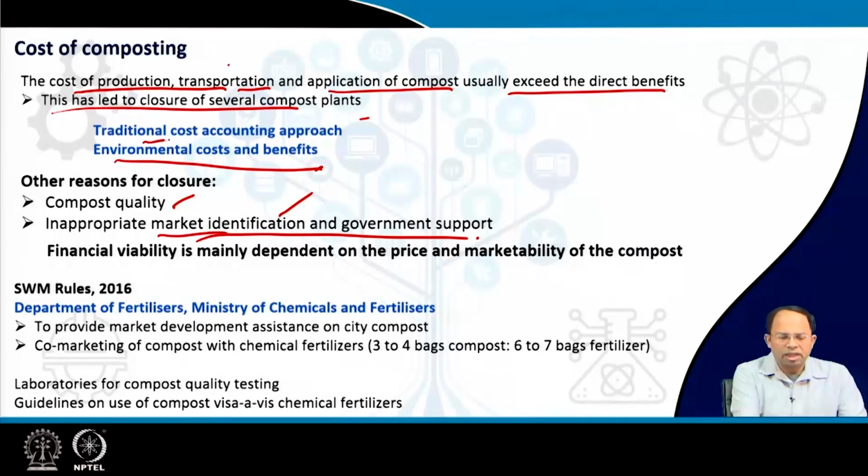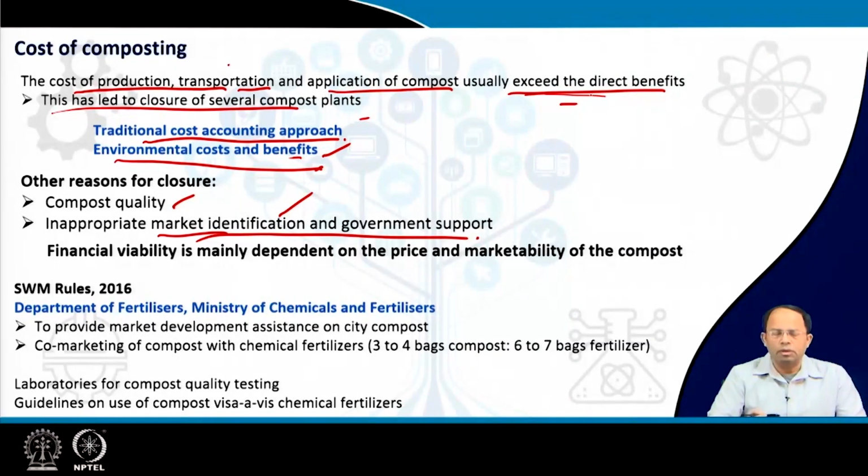So the traditional cost accounting approach, if I consider that, then usually we see that the cost actually exceeds the benefit, and this has led to closure of several plants. So initially government invests money, the plants are started, but eventually because of low demand for compost, the plants get stopped. This has happened in many parts of the country. So that's why we have to consider the environmental costs and benefits to justify new compost plants or the composting process, because composting brings lots and lots of benefits like we just discussed earlier, but usually those are ignored when we do this direct cost estimation.